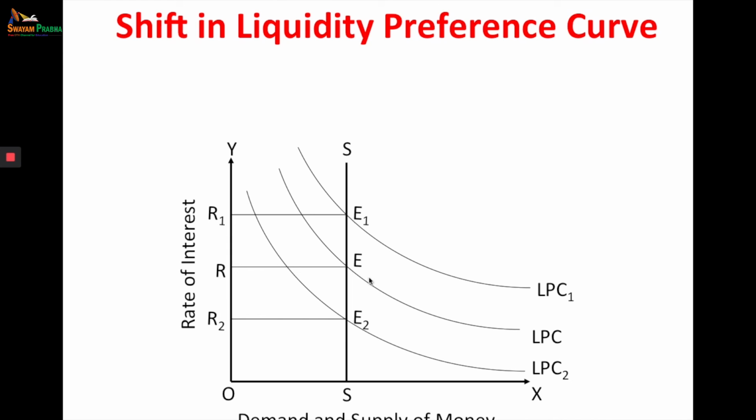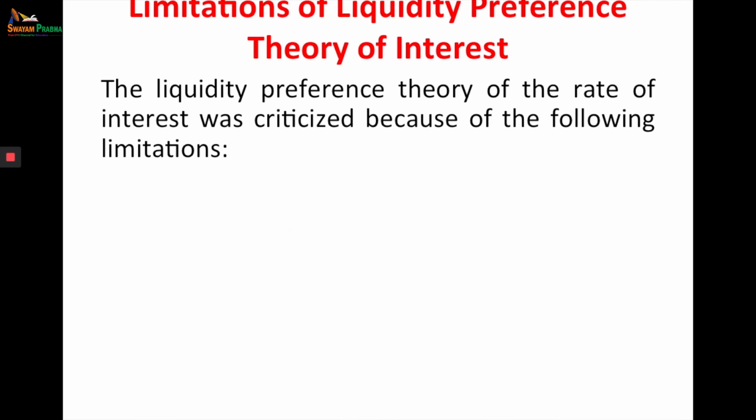And if the demand for money increases, then the LPC will shift to LPC1, and a new equilibrium will be there, that is E1. And if the demand for money decreases, then there will be a decrease in the rate of interest, and the new equilibrium point will be E2. So a shift in the liquidity preference curve will also affect the rate of interest. Now this theory also has some limitations.